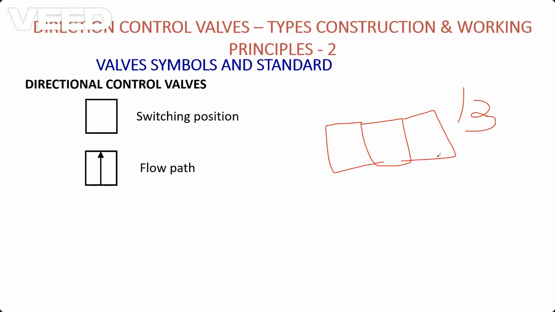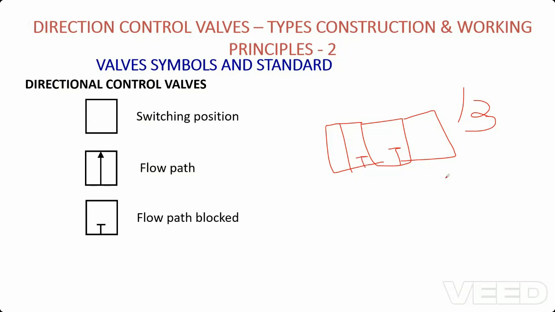And then we have restricted flow also. Sometimes there might be no flow. Restricted flow is indicated with a T symbol. So here you can see, in this first position there is flow, in the second position there is no flow. And sometimes we will have two connections where at one connection there will be flow and at the other connection there will be no flow.